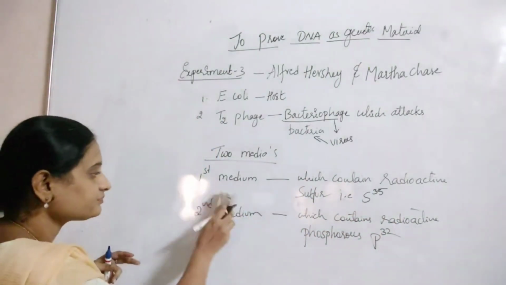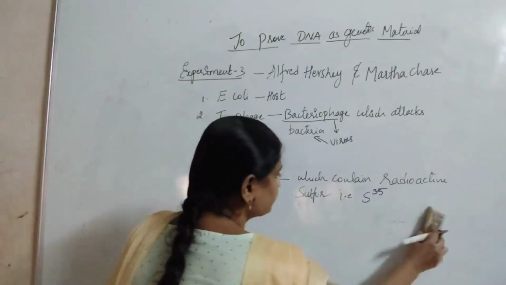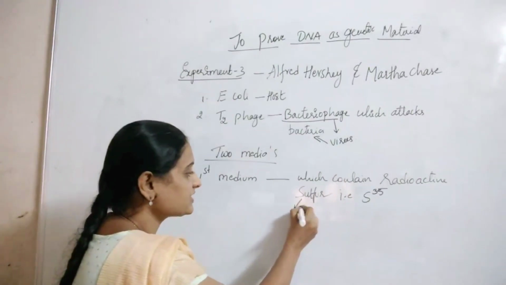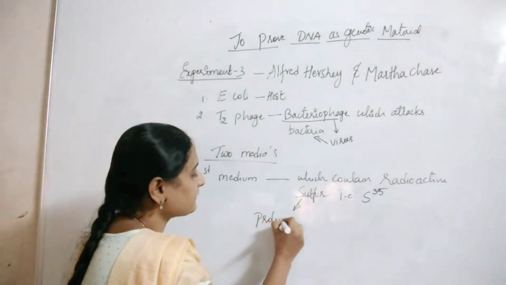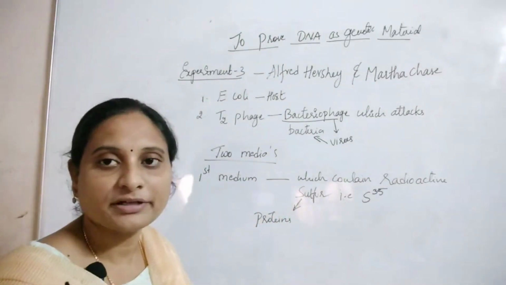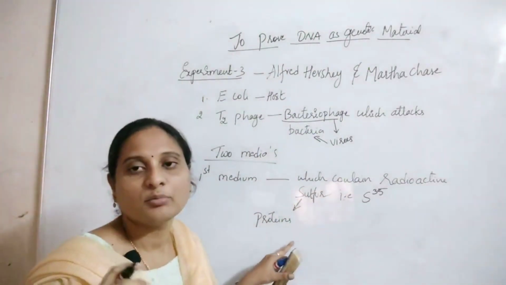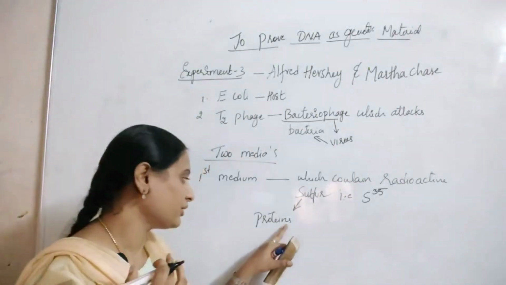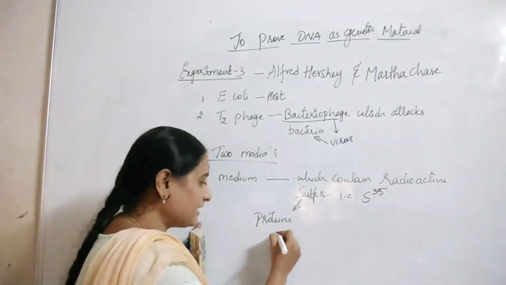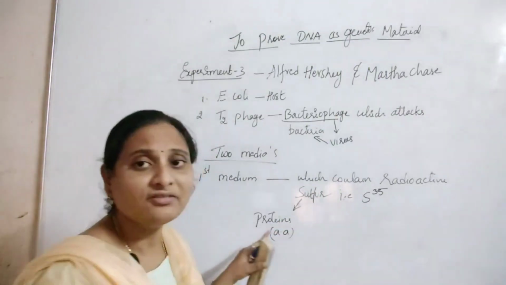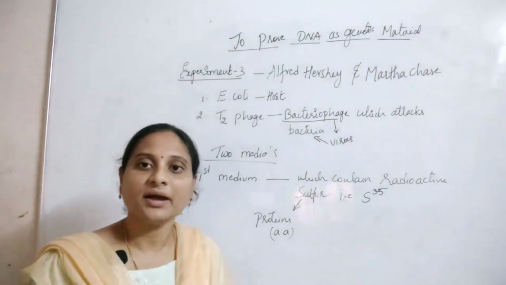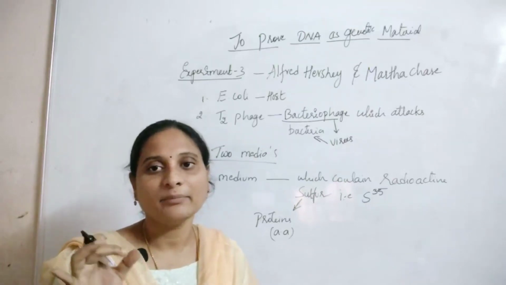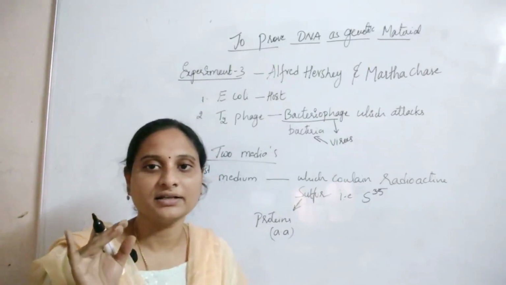If we see the first medium, it contains sulfur, which is a component of proteins. As we know, proteins are made of building blocks called amino acids. In the amino acids, there are sulfur containing amino acids, like cysteine and methionine.